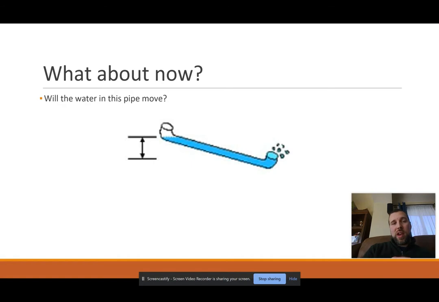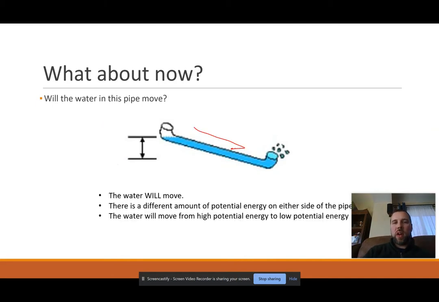What about this one? Now we have a high potential energy over here. We have a lower potential energy over here, gravitational potential. Yeah, that water is going to move. There's a difference in energy. There's a reason for it to flow from one end, high potential, to the other end, low potential. It's going to run downhill, basically.